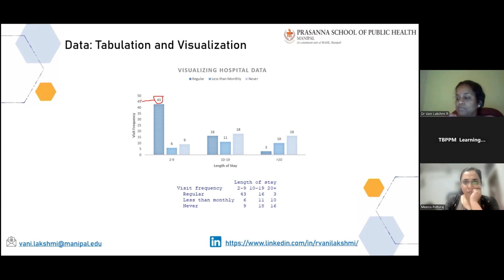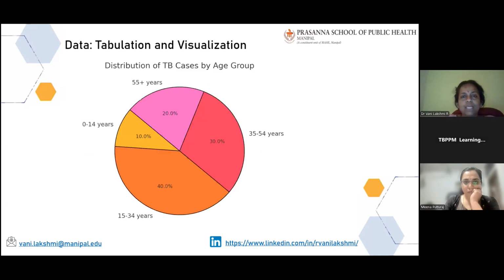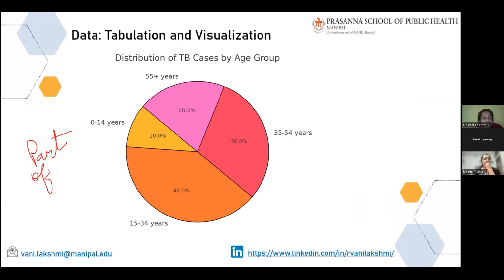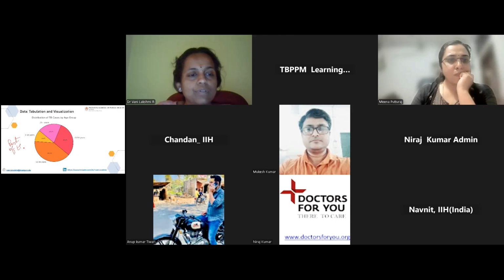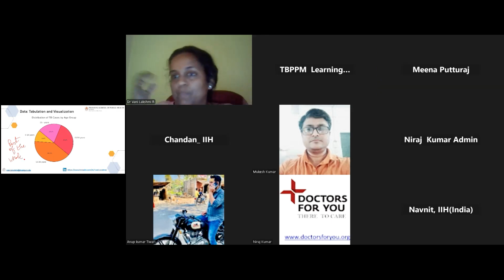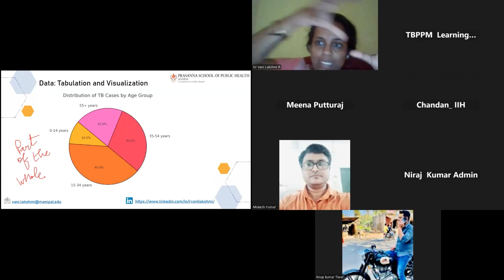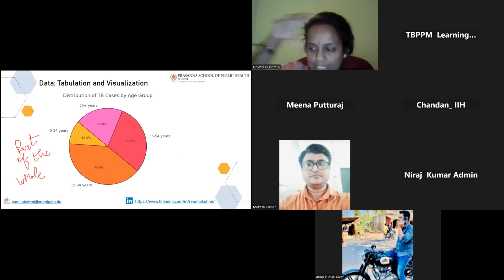Now, next is the pie chart. Pie chart is also called part of the whole. For example, you want to know, 100 people are there, how many males and how many females? See, part of the whole people. Now, 100 people are there. How many have a high level of education, a low level of education, and no education?